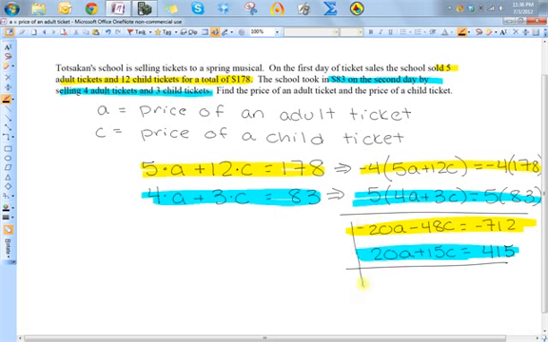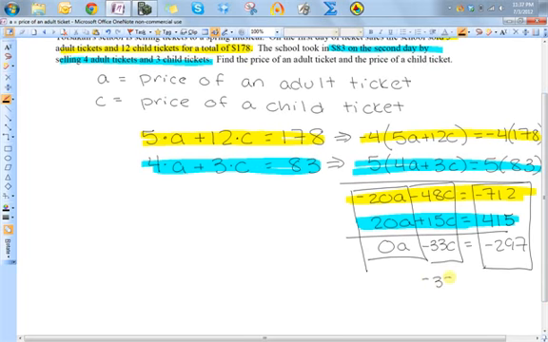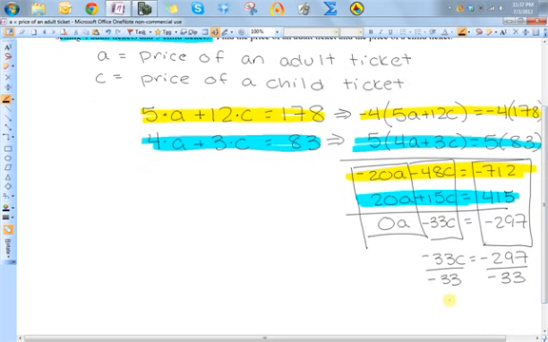Now when we add them, notice the coefficients here will cancel out, giving me 0 times a. Then if I add these 2, I'll get -33c. And if I add the constants, I'm going to get -297. So what I have here is -33c equals -297. So I have an equation with only one variable. And I can easily solve that just by dividing both sides by the coefficient on C, which is negative 33. So C is equal to 9.